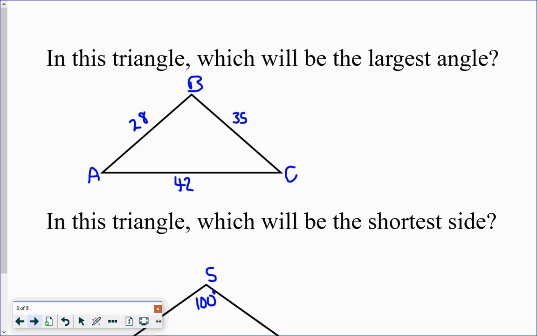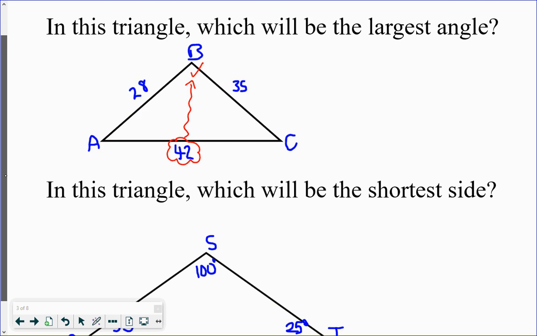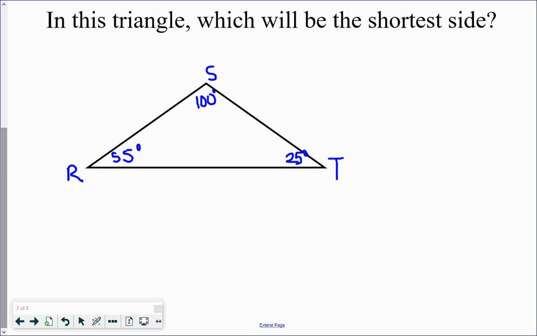Just as the smallest angle will always be across from the shortest side, since this is our largest side, then this is the largest angle. Similarly here, since this is our smallest angle, then this is going to be our shortest side. Sometimes they'll word the questions a little bit differently, so you just have to be really careful and know at all times what you're looking for.